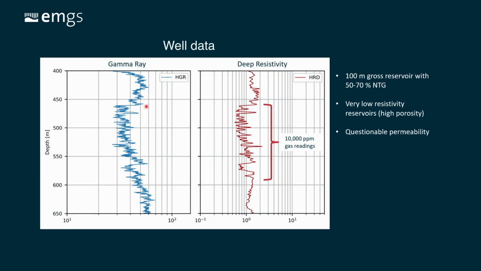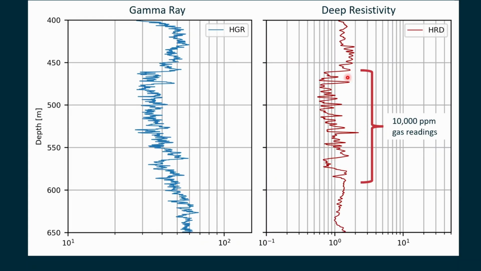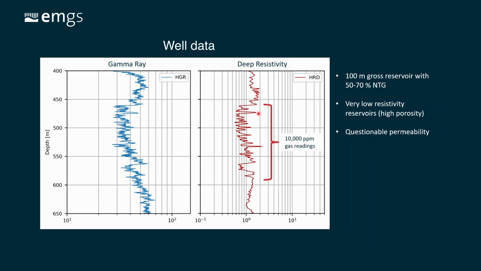So these are the logs. You can see a very nice reservoir, about 120 meters of gross reservoir with somewhere around 50, 60, 70% maybe net to gross. This is a very low resistivity reservoir because it contains a lot of water, and it's a very high porosity reservoir. It's low compaction. So you can see here it reads around 0.6 ohm meters, which is extremely low resistivity.